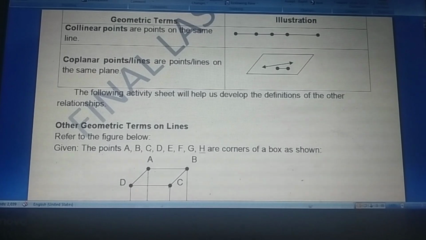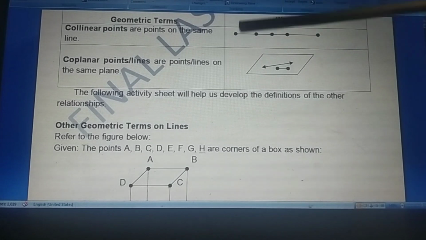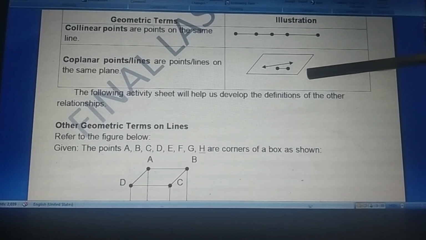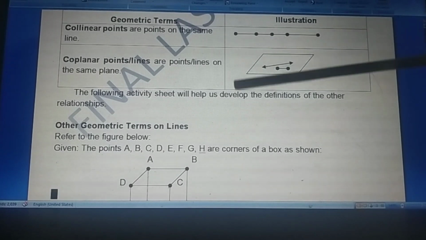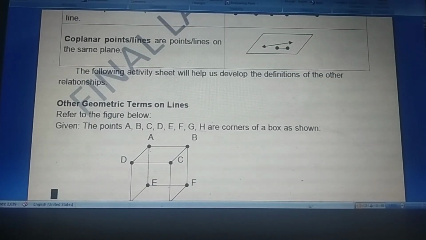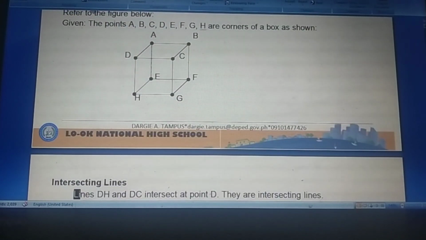The three undefined terms in plane geometry are point, line, and plane. Relationships between these objects are defined and described in the activities that follow. First, collinear points. These points lie on the same line. Next, coplanar points or lines are points or lines that lie on the same plane. The following activity sheet will help us develop the definitions of the other relationships.